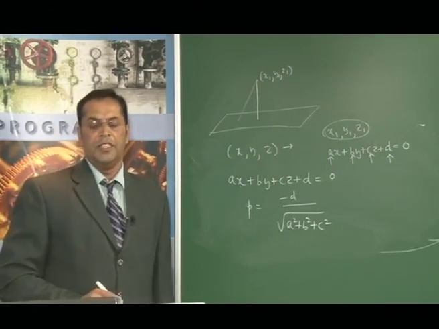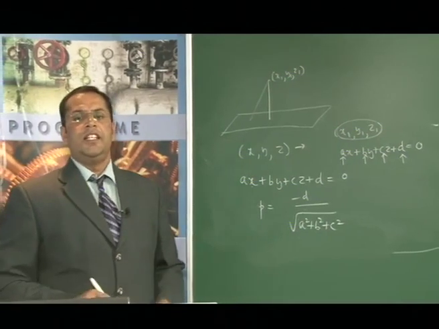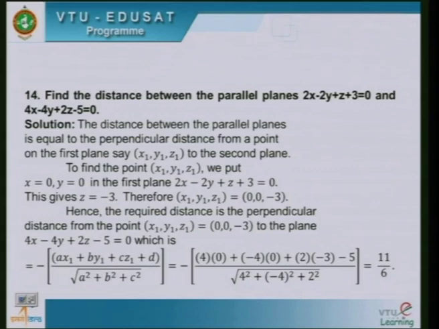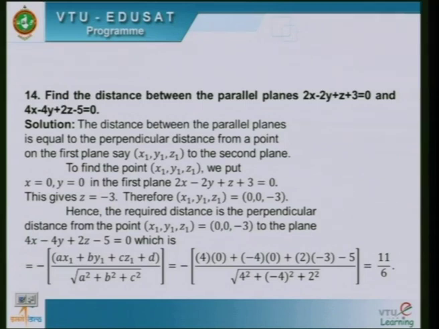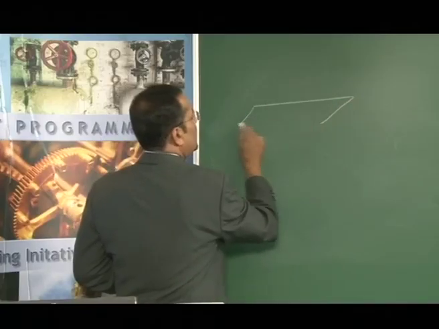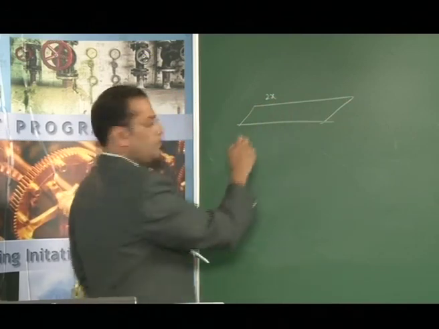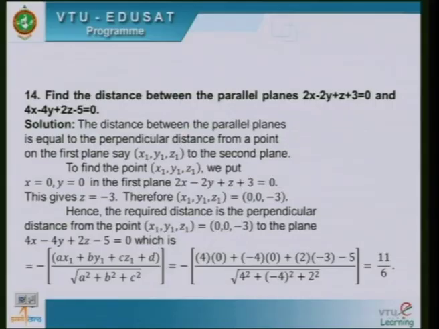Let us see one or two examples in this. The first example: find the distance between the parallel planes 2x minus 2y plus z equal to 3 and 4x minus 4y plus 2z minus 5 equal to 0. Now, do you see anything similar in the two equations? Observe that the two planes are parallel. The first equation is 2x minus 2y plus z minus 3 equal to 0. And the second equation is 4x minus 4y plus 2z minus 5 equal to 0.